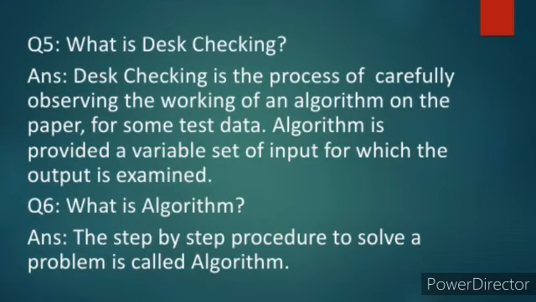Question number 5: what is desk checking? And the answer is, desk checking is the process of carefully observing the working of an algorithm on paper. For some test data, the algorithm is provided a variable set of input for which the output is examined. Question number 6 and last question is, what is algorithm? And the answer is, the step-by-step procedure to solve a problem is called algorithm.